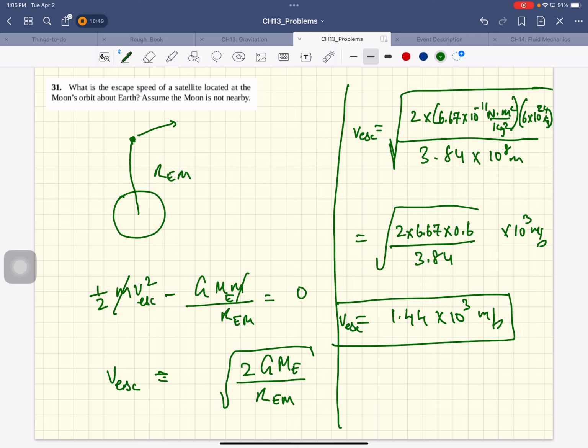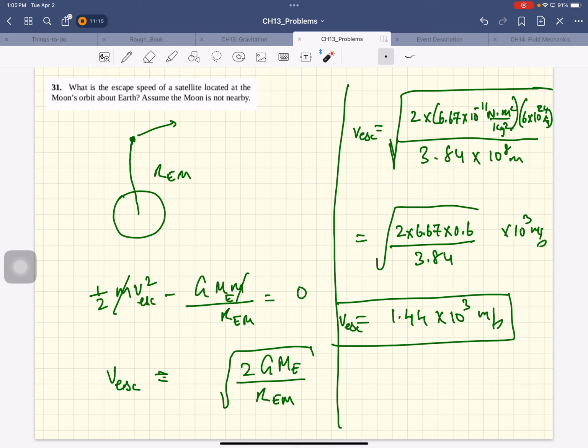So let me ask you this. The moon's orbital velocity, can you say anything about the moon's orbital velocity now that you know this number? Very good. So the moon is not escaping, the moon is bound to Earth. So the moon's orbital velocity is less than that. Okay?